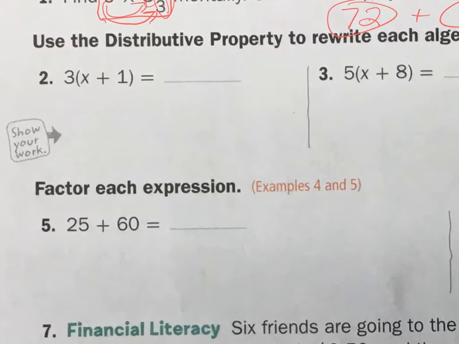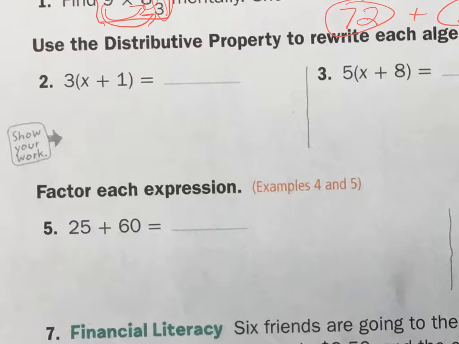Okay? Let's look over here. We're going to use the distributive property to rewrite these. You do 3 times that, you keep the addition, and then 3 times this. 3 gets distributed equally over everything in the parentheses. So 3 times x is going to be 3x, and 3 times 1 is 3. So I've used the distributive property to rewrite that.